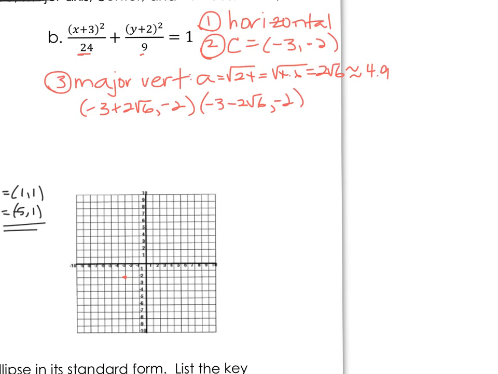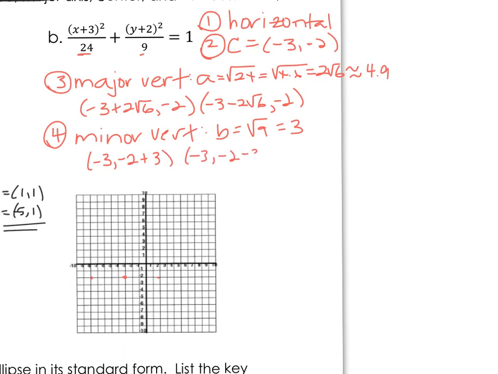I'm going to count almost 5 to the right, so 1, 2, 3, 4, 5. I'm just going to put it right at that point right there. And then almost 5 to the left, and I'll put it right about there. Pretty close to those endpoints right there. The minor vertices will go a little bit smoother, thankfully. To get those minor vertices, b is the square root of 9, which is just going to be 3. So we're going to go up and down from the center. That means we'll start from -3, -2, go up 3, and then from -3, -2, go down 3. So if we go up 3, that puts us up at 1.